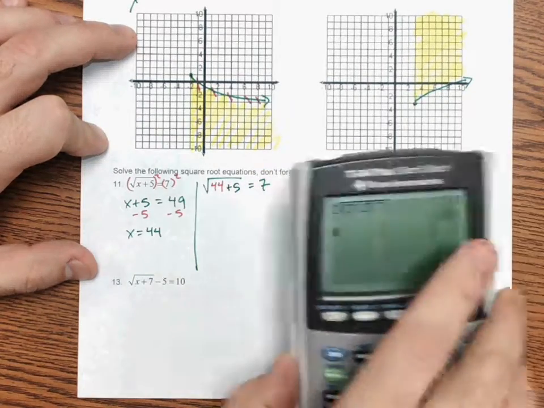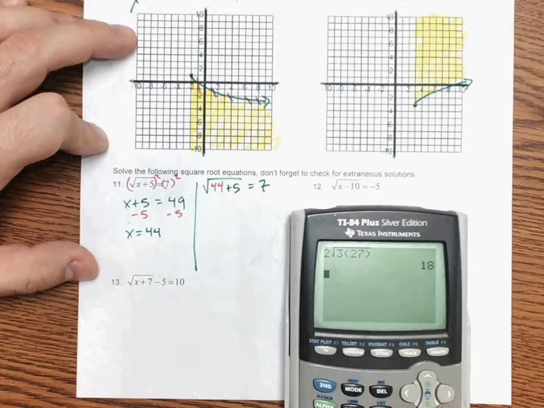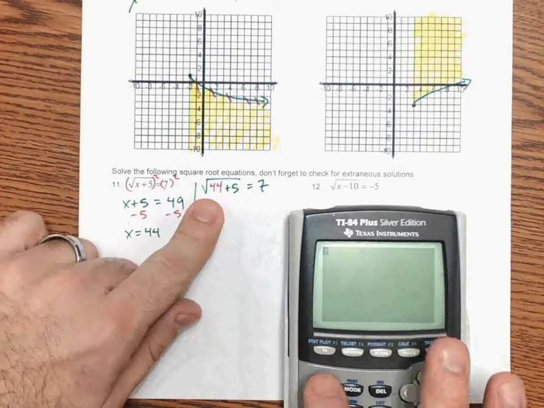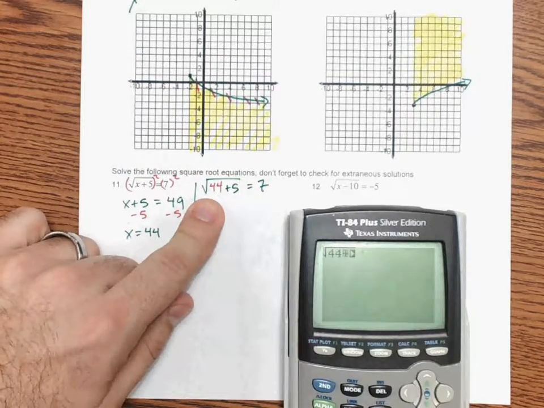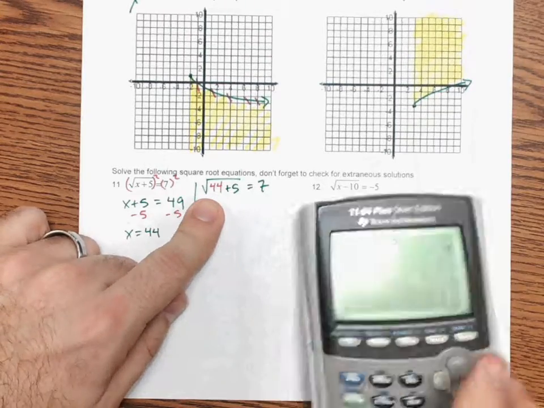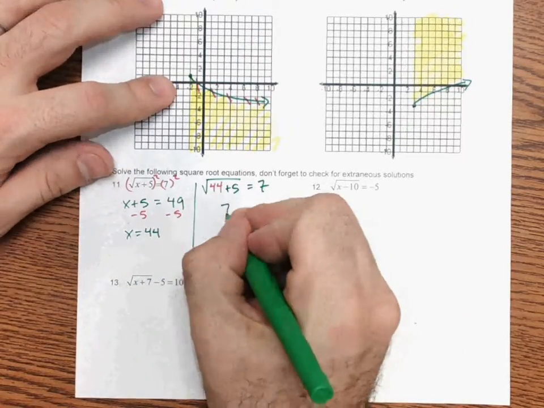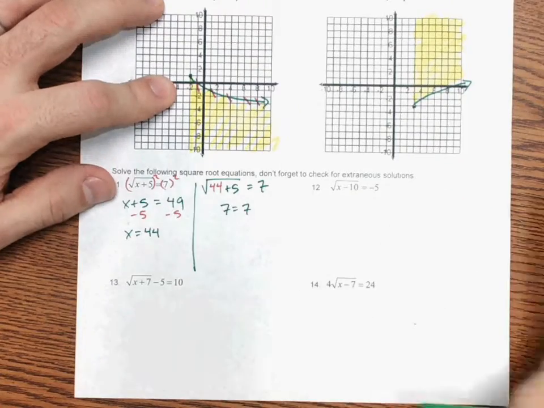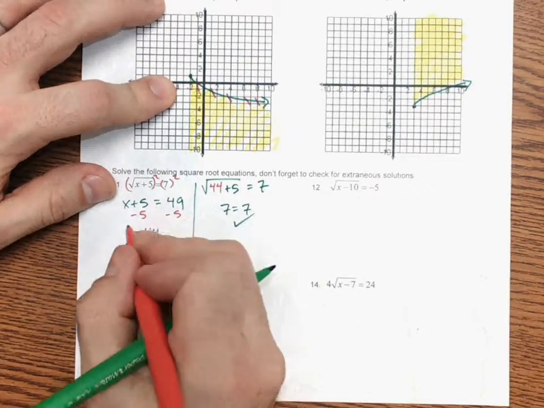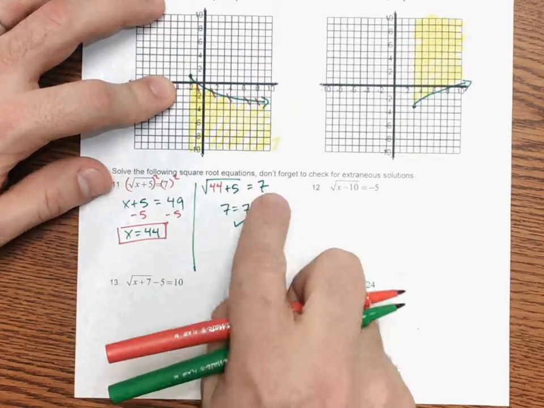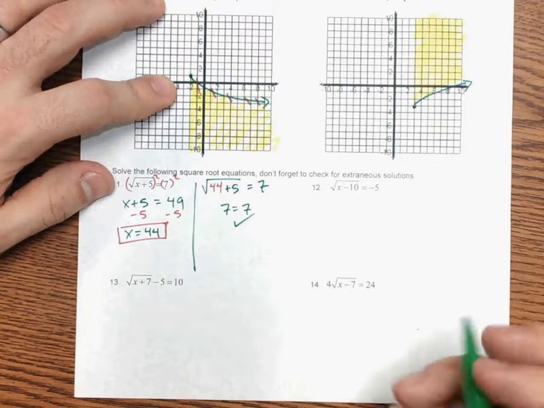Rather than doing it the long way, we're just going to plug it into the calculator. So I'm going to take the left-hand side, square root 44 plus 5, and see what it gives me. It gives me 7. 7 does equal 7. That's yes. So this is my correct answer. A reminder that I need all of this in order to get you all the credit.